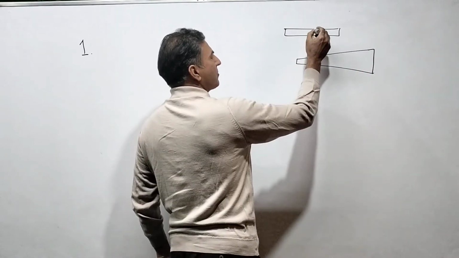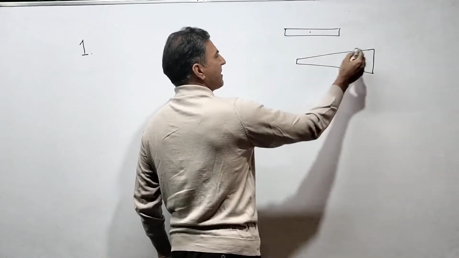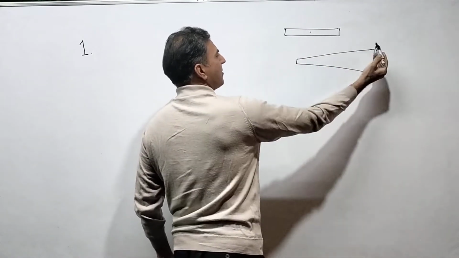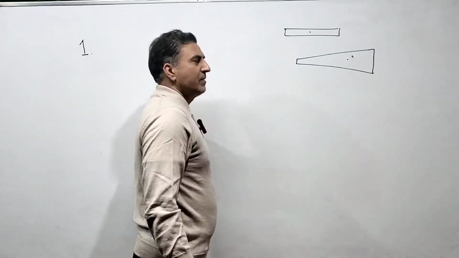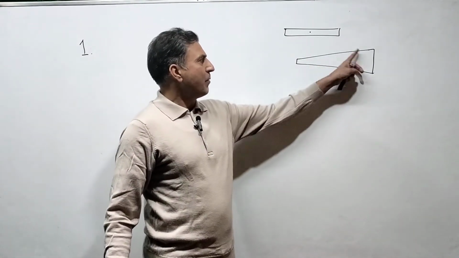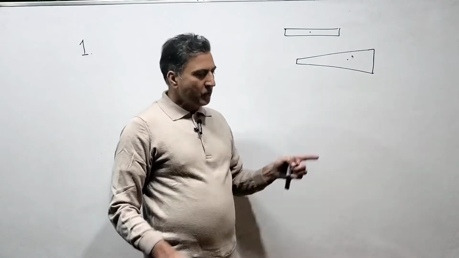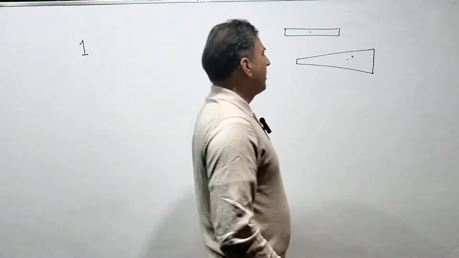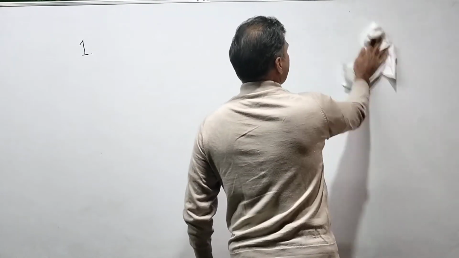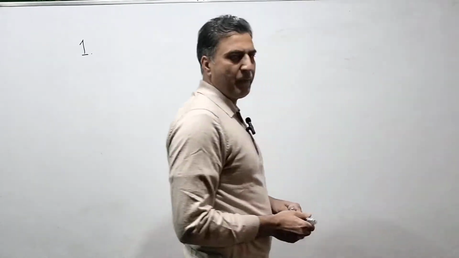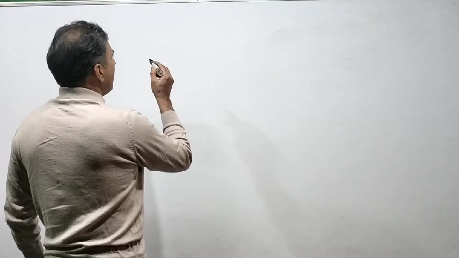Here the center of mass lies at the center, but here the center of mass may not lie at the center. It may be shifted toward the greater mass side. So how to locate the center of mass of such bodies? Here we need to use calculus. Now first of all, how to develop a formula for that?